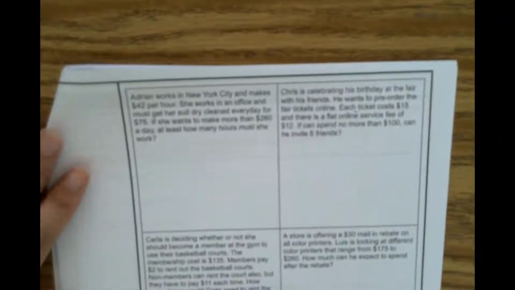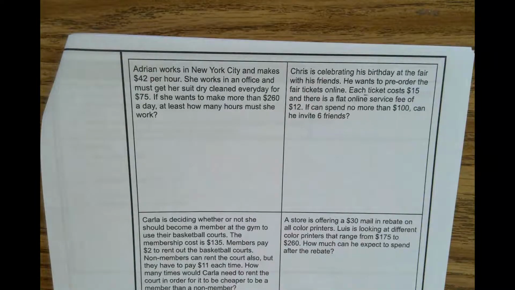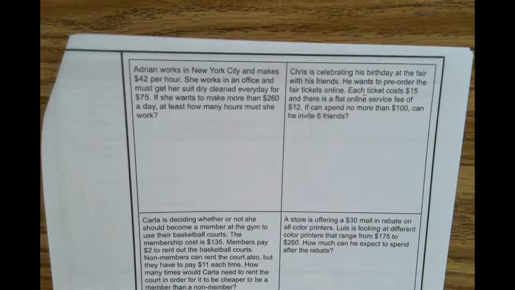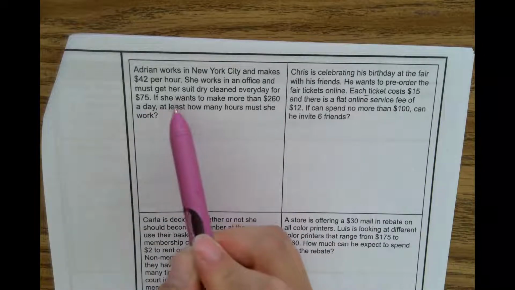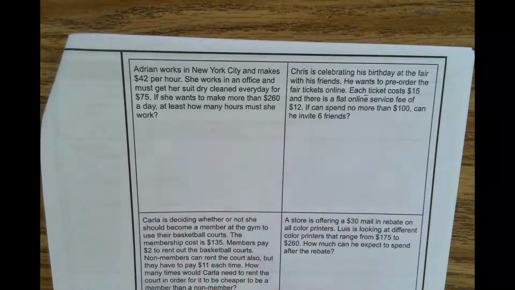Okay. So let's flip. Okay, so here, Adrian works in New York City, makes $42 per hour. She works in an office and must get her suit dry cleaned every day for $75. If she wants to make more than $260 a day, at least how many hours must she work?